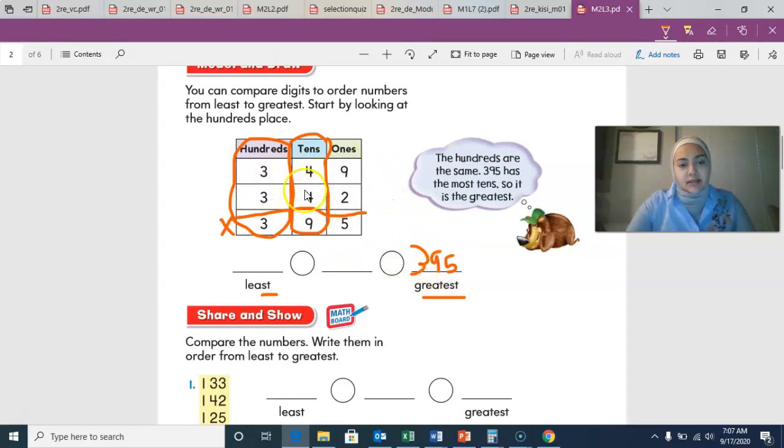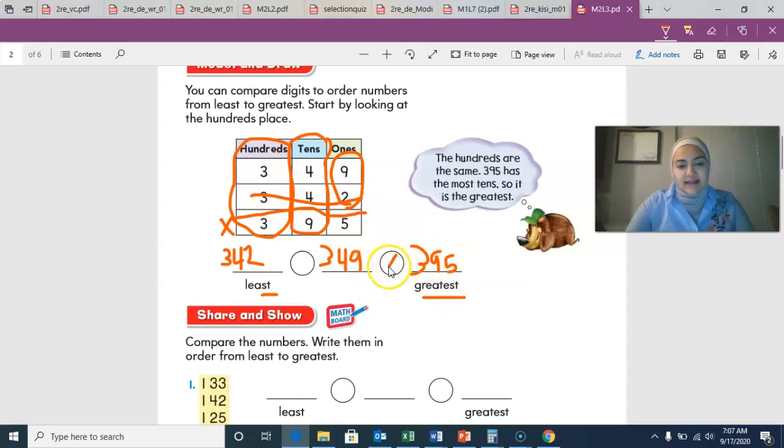Now, we're looking for the smallest number. This 4 and 4 is the same, right? And this 3 and 3 is the same. So far, these two numbers are equal. The only thing that's going to be the tiebreaker is the ones. So now, let's go to the ones place. In the ones place, which is smaller, 2 or 9? 2 is smaller. So the smallest number is 342. And then the next smallest number is 349. And then the largest or the greatest number is 395.